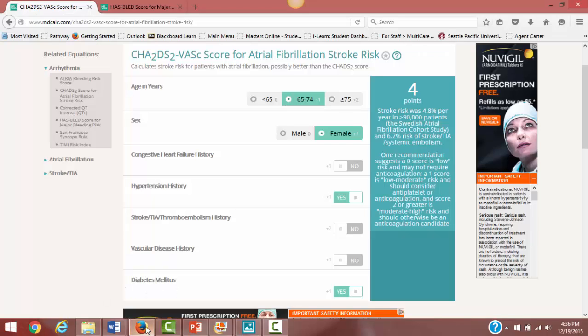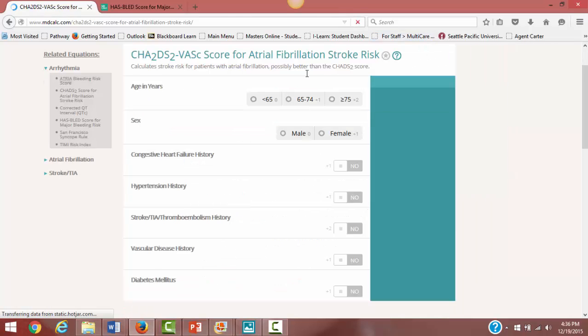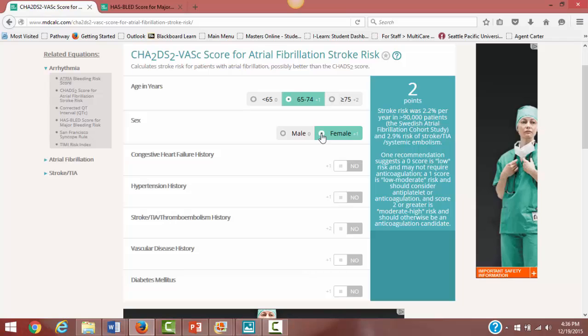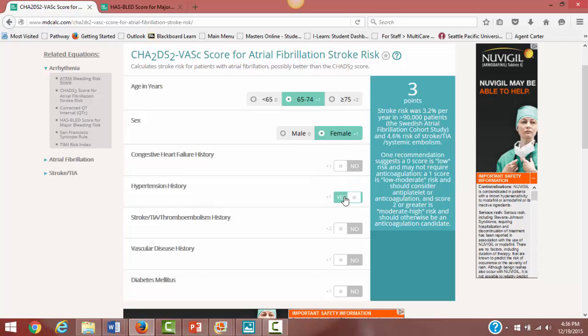in the clinic. But for ease of use during this presentation, I'm going to take you to mdcalc.com. We'll calculate a patient's CHA2DS2-VASc and HAS-BLED scores. So here for the CHA2DS2-VASc score, let's say we have a patient that's 70 years old and is female with hypertension and also diabetes. These are her stroke risk factors.